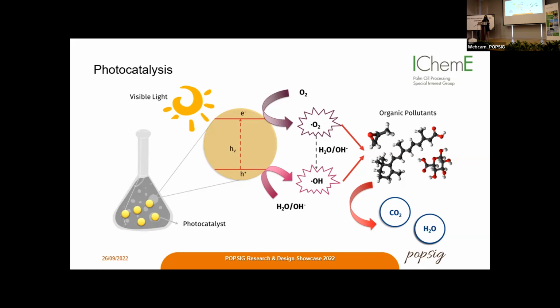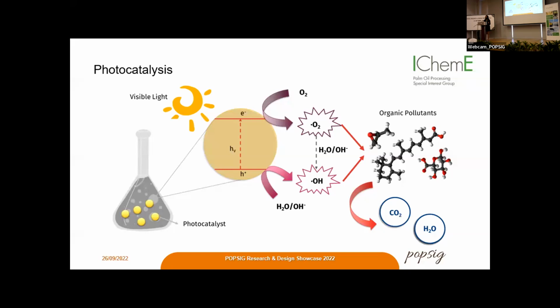Photocatalysis is a process of light-induced redox reactions, which will degrade these environmental pollutants. The exposure of the photocatalyst surface to photon energy more than or equal to the band gap energy will result in the excitation of electrons from the valence band to the conduction band, which is shown here. This will consequently lead to the formation of electron-hole pairs.